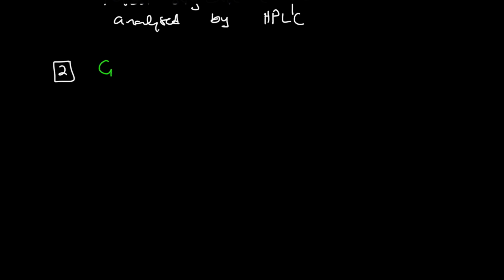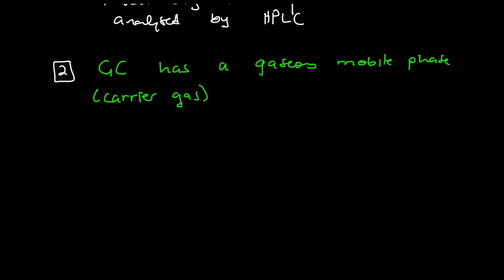Secondly, GC has a gaseous mobile phase, or we call it the carrier gas. We might use the inert gas helium, we can use hydrogen, or we can use nitrogen. The most important thing to note is that this carrier gas will have no interaction with the analyte. The selectivity in gas chromatography has got nothing to do with the mobile phase, as it will have no interaction with the analyte.